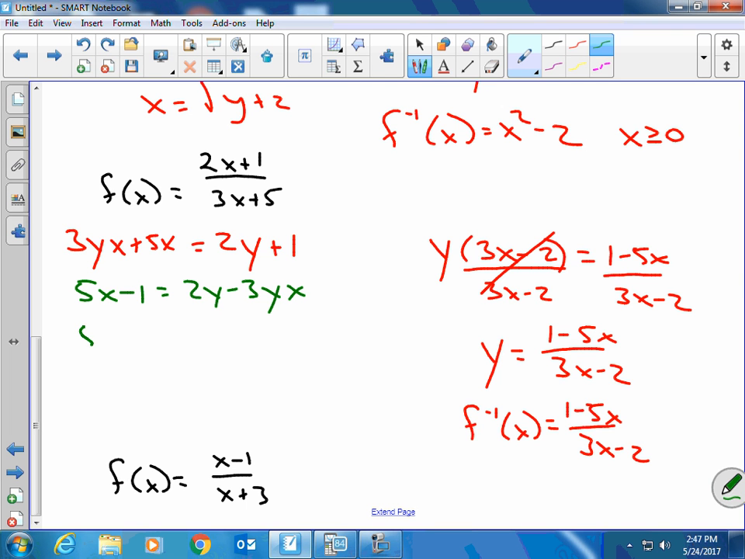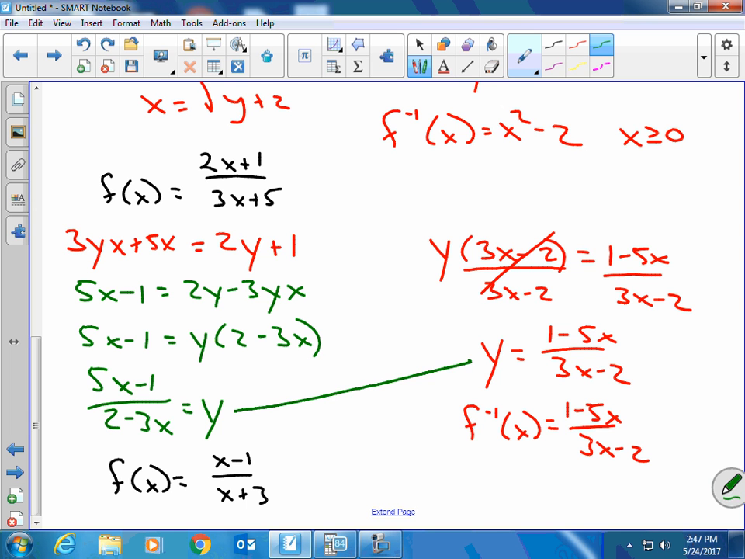Now I'm going to factor out the y. That y is gone. Factor out the y. Divide both sides. And it really is the same as what I have right there. If I were to multiply that by a -1 and that by a -1, notice my 5x would become positive and my 1 would become negative, just like I have right there. The 2 would become positive and the 3x would become negative, just like I have right there.